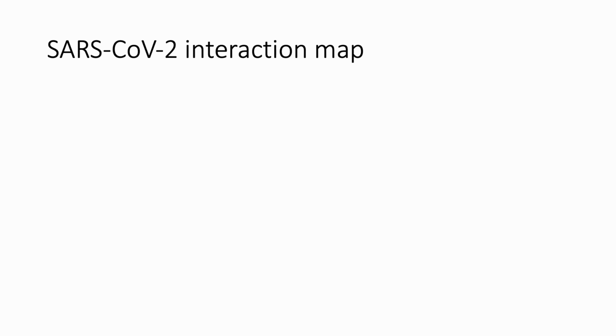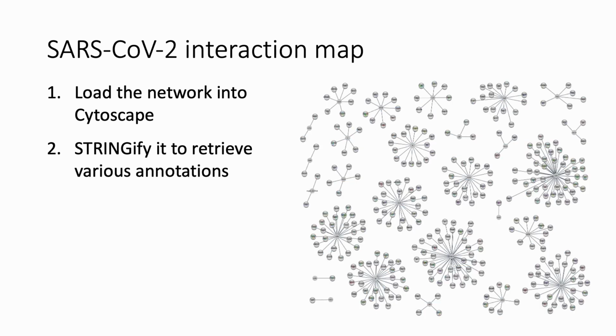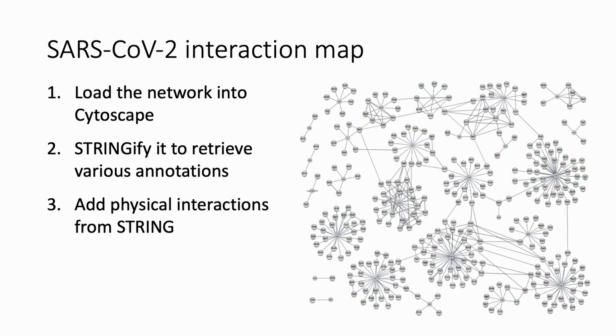First, we imported the interactions from the table in Cytoscape. This is the resulting network in which each star formation represents one virus protein and the human proteins interacting with it. Next, we stringified the network using stringApp in order to retrieve different annotations such as the tissue expression, subcellular localization, and known protein structures of the human proteins. This also allowed us to add physical interactions from the string database in order to see if any of the human proteins that interact with different viral proteins actually participate in the same protein complex.